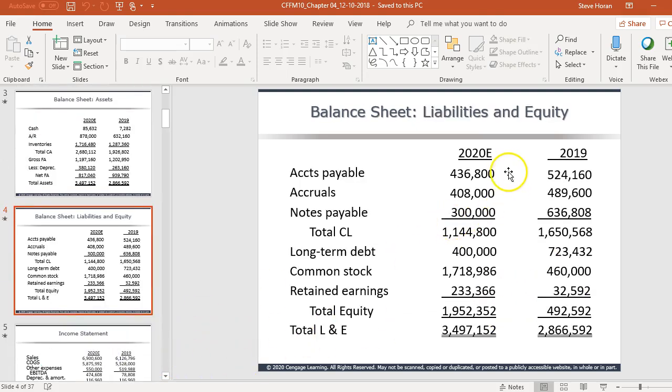They then show us the liability and equity side between 19 and the 20 estimate. Payables will go down a little bit. Accruals go down. Notice that notes payable goes down quite a bit. They're paying off some debt. Long-term debt, same thing. They're paying off some debt. Common stock goes up quite a bit, and what that tells us is that they probably issued stock. And we can prove that in just a little bit. And then retained earnings goes up, and if you can recall, retained earnings goes up when a company has net income. Net income makes that number go up.